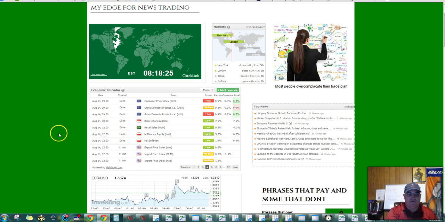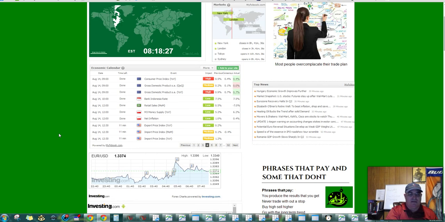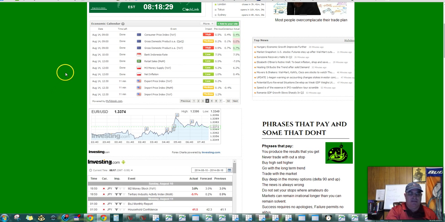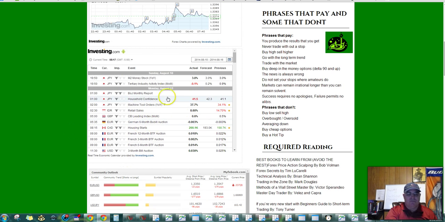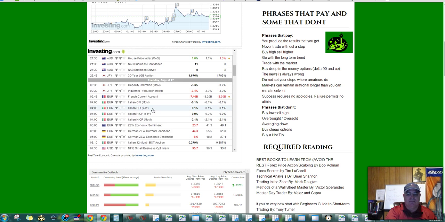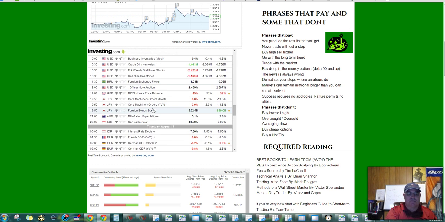Also, I've got a couple of different news calendars, and I like to have them both on here. I like this one because I like the way it counts down to the minute, so I'll have it on here. But I also have this one from investing.com that I like to use because it seems to update reasonably quick. So I'll check out what the news is for the day.